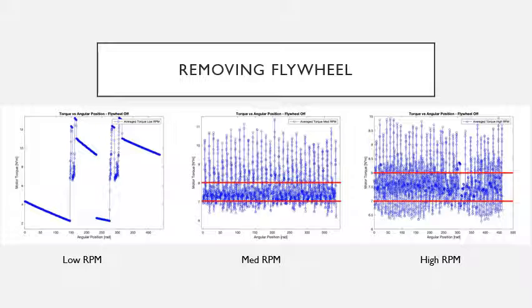Second, with the flywheel on, the torque values deviated more from the average. Here, the torque values have a smaller range they span. However, there are more outlier values when the flywheel is removed.